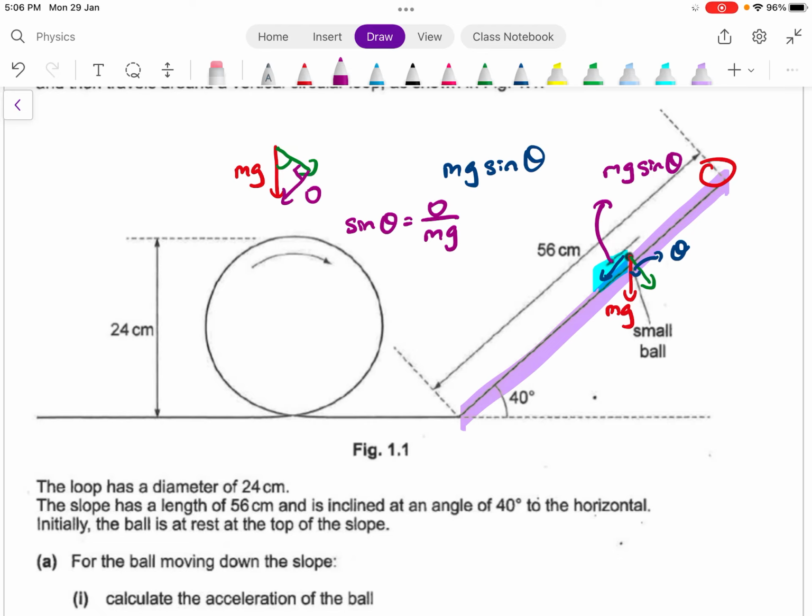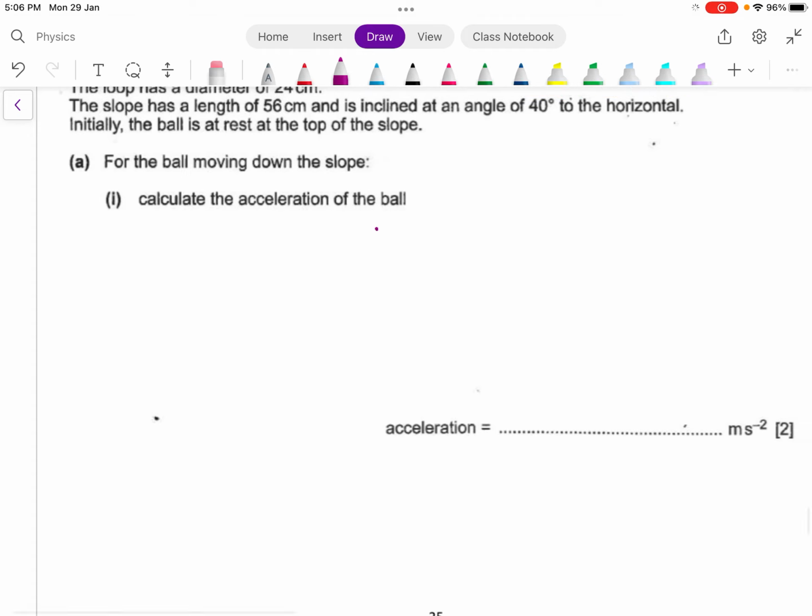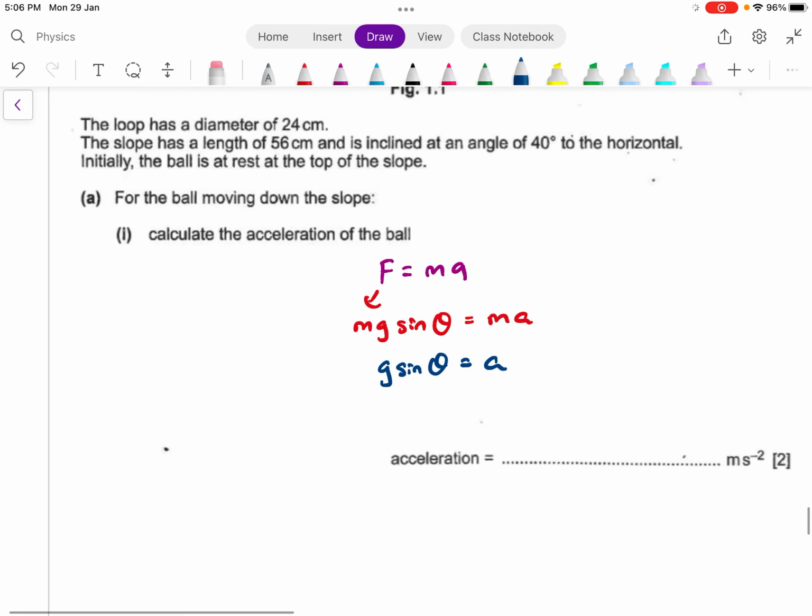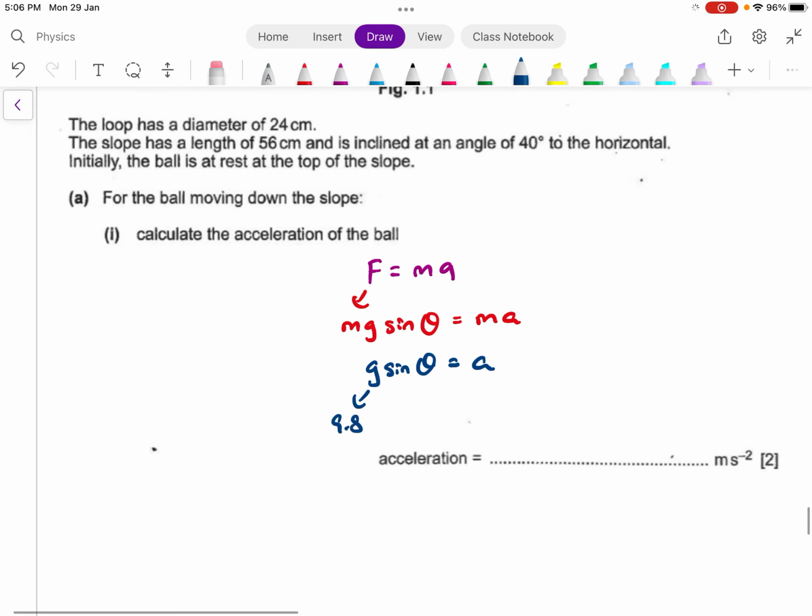Of course I want to determine the acceleration, so I must use F equals ma. The F is the mg sine theta, because this is the force that causes the ball to accelerate downwards. So mg sine theta equals ma, and you can cancel out the m. So it's g sine theta equals acceleration. Then you substitute in: g is 9.81, theta is 40 degrees. If you calculate correctly, your acceleration should be roughly 6.31 meters per second squared. So that is how you do part A.